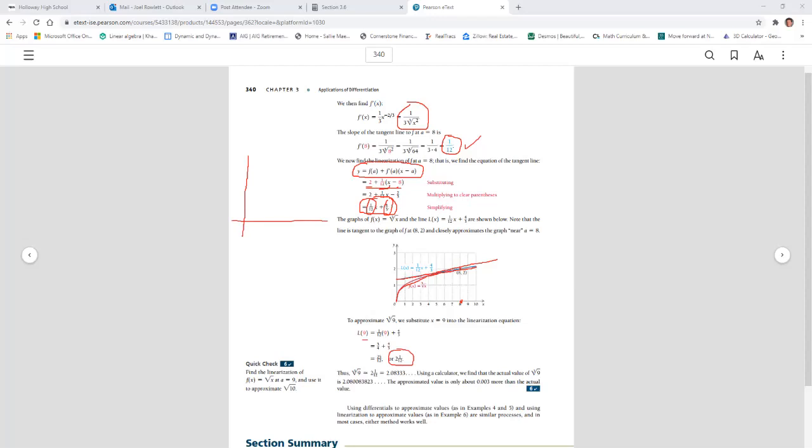I'm going to draw somewhat exaggerated here. We have the curve, which is the square of the cube root of x. And then we have figured out the equation of the line that touches when x is 8.